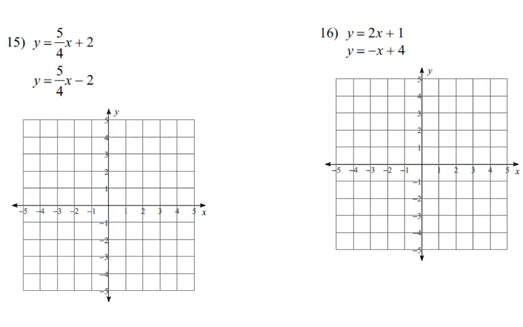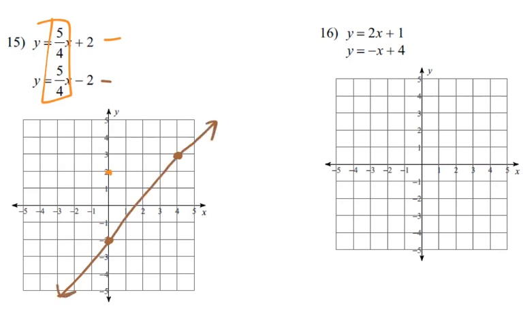Now, you should notice something right off the bat about number 15. We've got different y-intercepts. So positive 2 for one, negative 2 for the other one. But now notice their slopes are exactly the same. So they're both going to be going that positive direction at the same rate. We go up 5 and to the right 4, okay, or down and to the left.